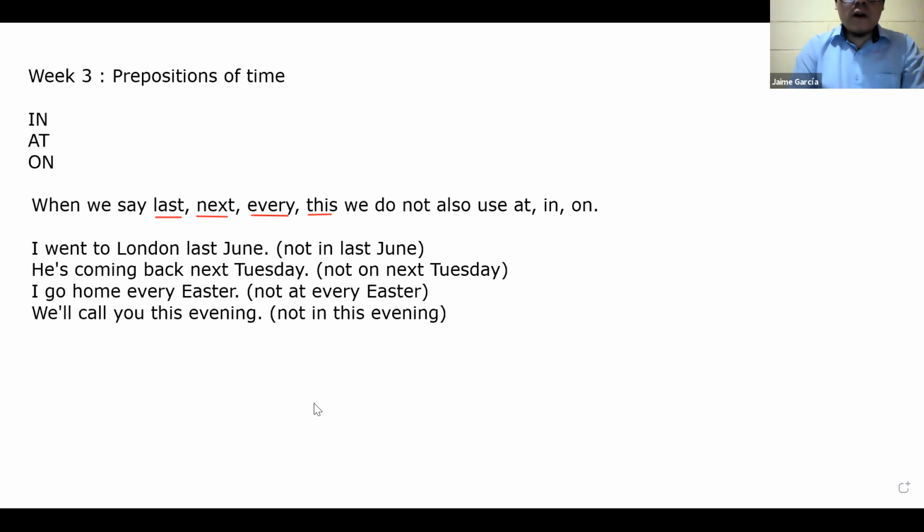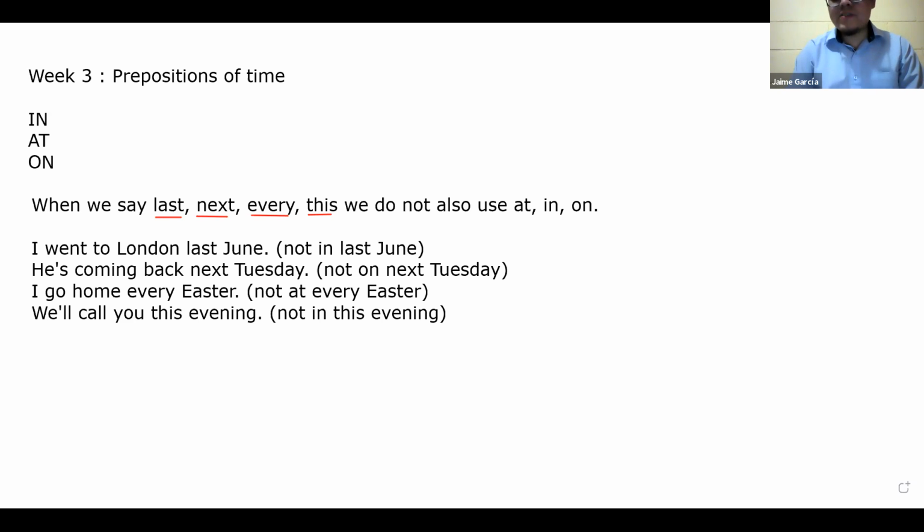We'll call you this evening. You don't say, we'll call you in this evening, because you're using this. Okay, so are we clear on this? When are you not going to use prepositions? Is this clear? Teacher, so at is only used for the time and for places? No, right now we are working with prepositions of time.